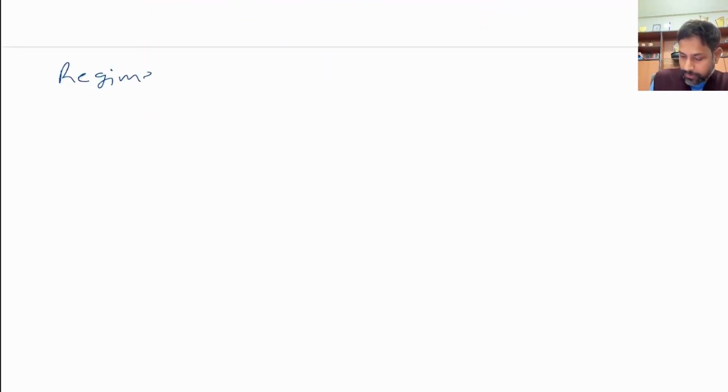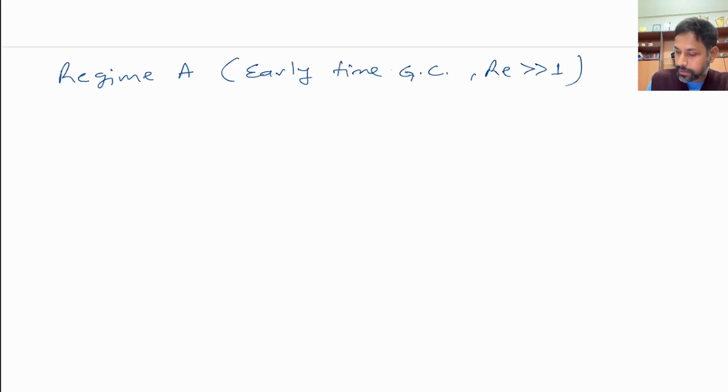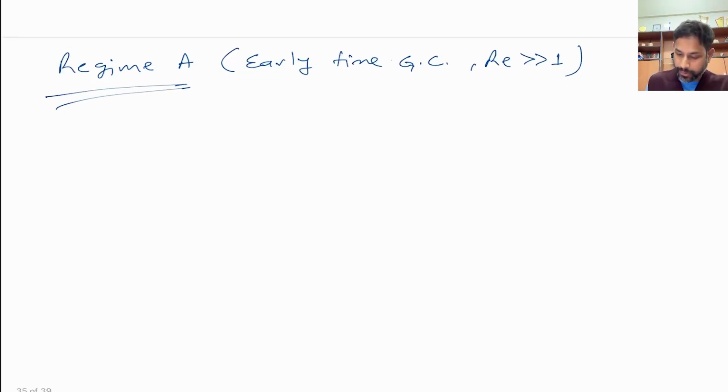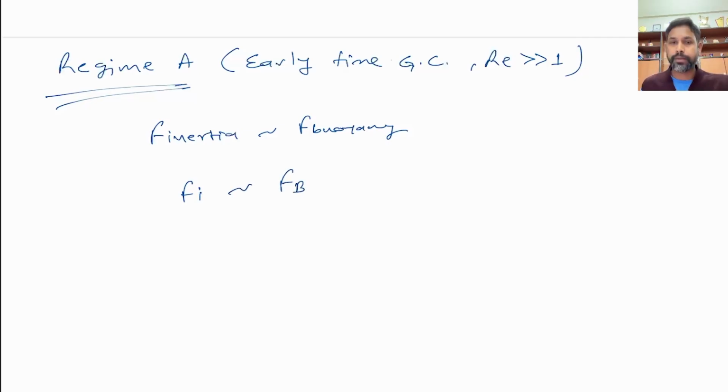Okay, so we are now going to solve for regime 1, or regime A as we have named it, early time gravity current, where Reynolds number is much greater than 1. Here we balance inertia force Fi with buoyancy force Fb, or Fi is equivalent to Fb, right? That is something we have defined previously.